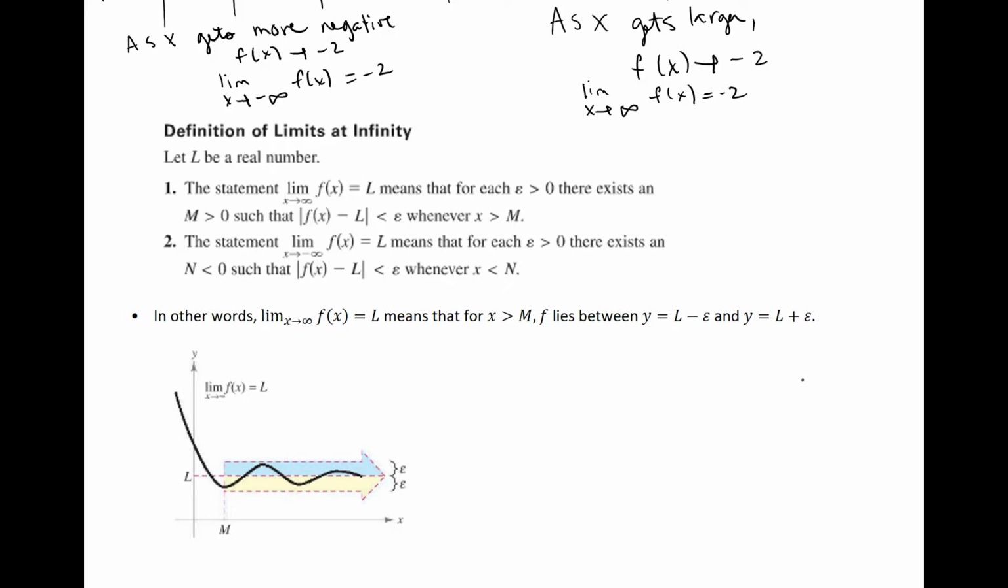Now the good news for you is that you will not be expected to do any epsilon delta proofs for these definitions, so just be aware of it, but it's not something you're going to have to prove. Basically, another way of thinking about this is that the limit as x approaches infinity of f of x equals L means that for x greater than m, f is going to lie between L minus epsilon and L plus epsilon. So you can see that behavior. And it's going to happen on the right and on the left.